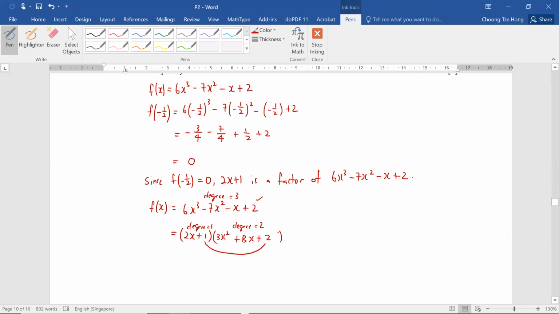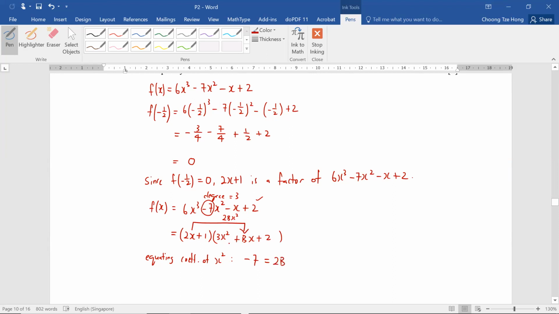Okay, so to find the b at the center, the coefficient of x, what we can do is equate the coefficient of x squared. So the coefficient of x squared in the original cubic polynomial is negative 7. Then we need to find out, when we take 2x plus 1 times 3x squared plus bx plus 2, what are the x squared terms? One of them will be 2x times bx, so you will get 2b x squared, so the coefficient will be 2b.